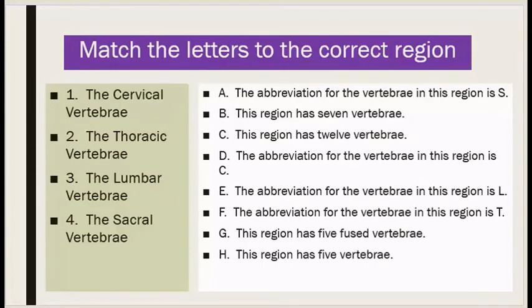Match the letters to the correct region. The regions are number 1, the cervical vertebrae. Number 2 is the thoracic vertebrae. Number 3, the lumbar vertebrae. And number 4 is the sacral vertebrae. A. The abbreviation for the vertebrae in this region is S.